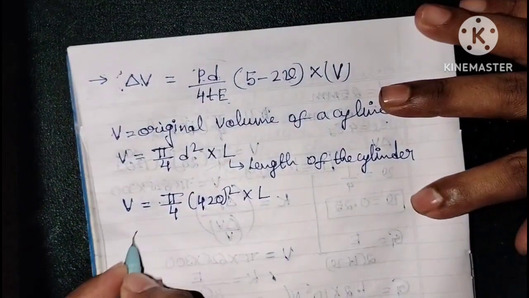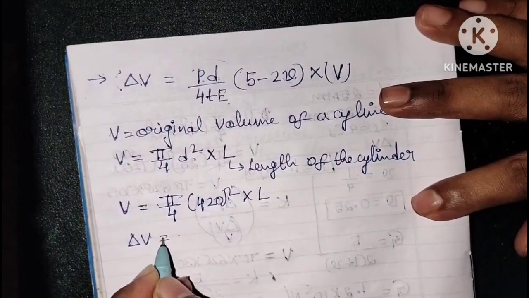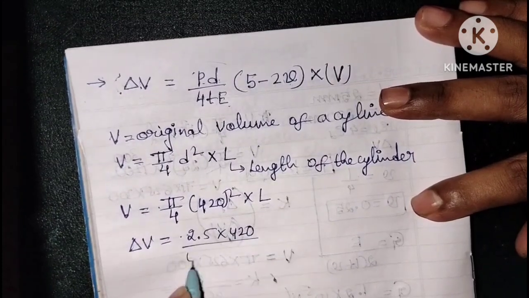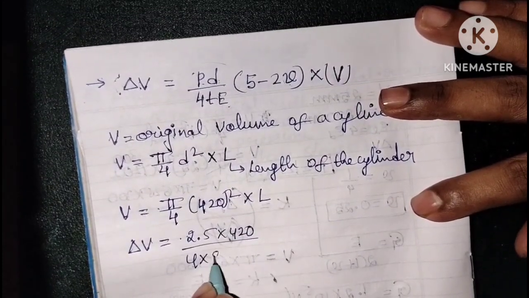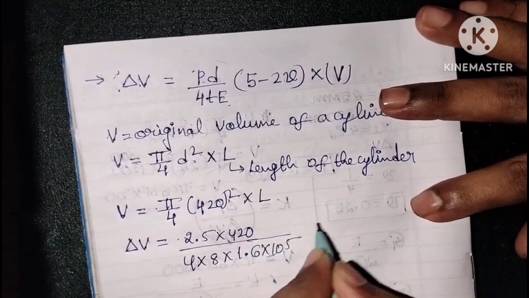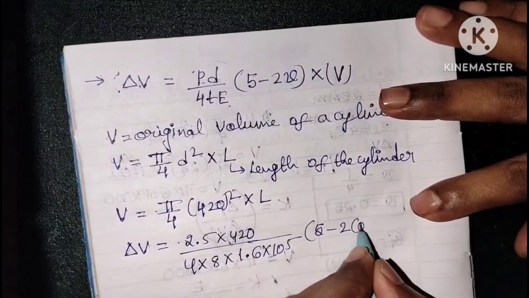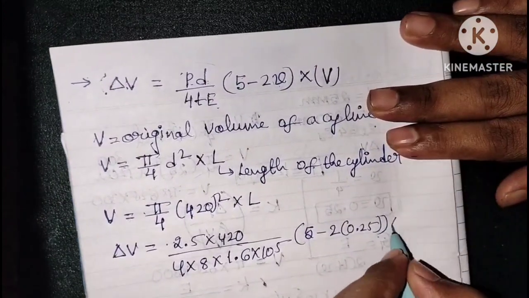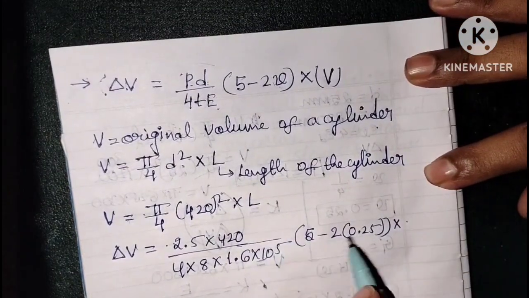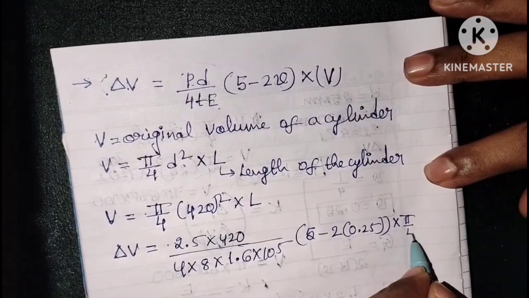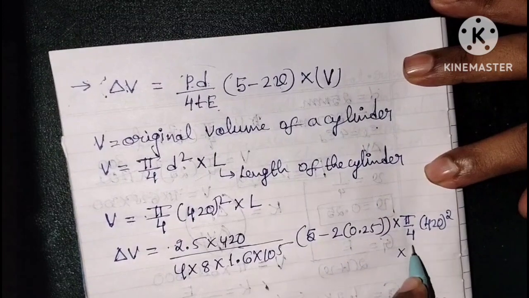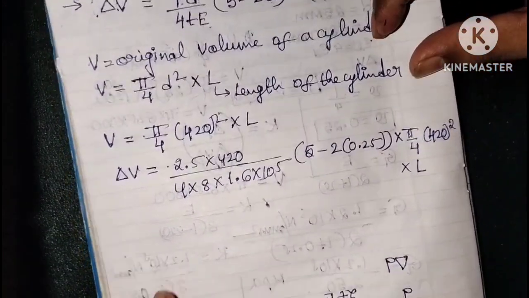Now substitute all values here. We will get delta V. Delta V is equal to P, internal pressure 2.5, into diameter 420, by 4 into thickness, given 8 mm, into Young's modulus 1.6 into 10 to the power of 5, into (5 minus 2 into nu, which is 0.25), into volume. Here volume is pi by 4 into 420 whole square into L. Here we don't know what is the value of L.